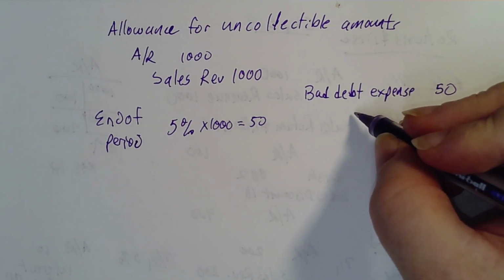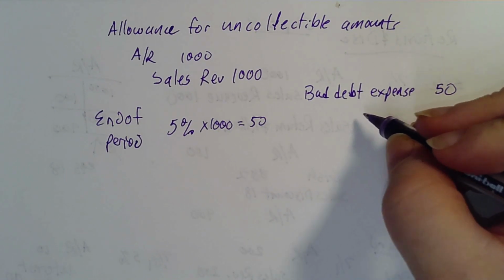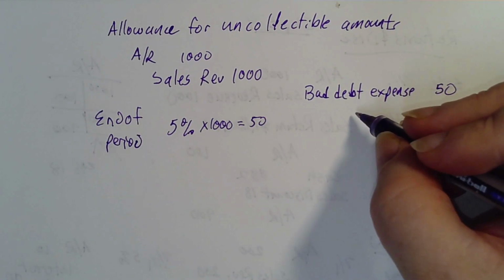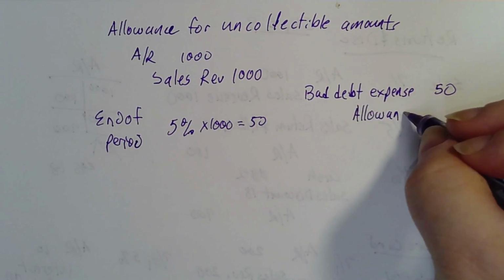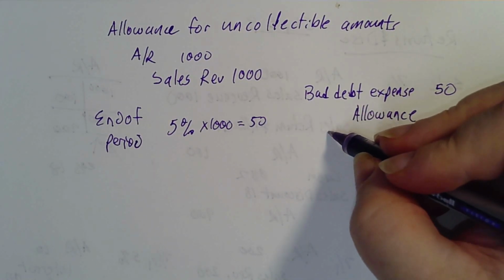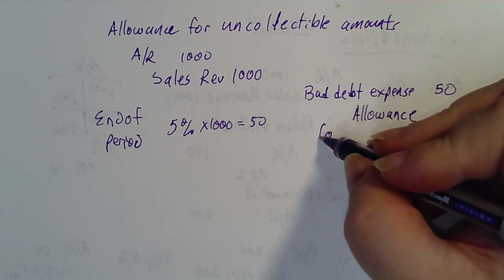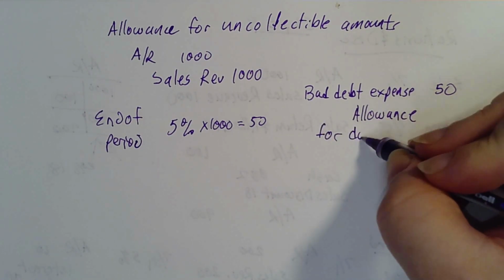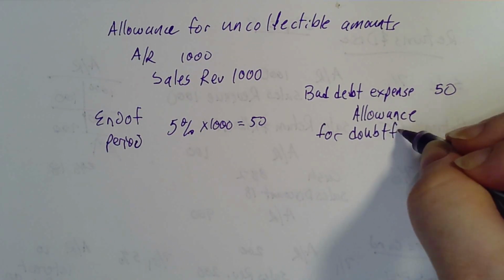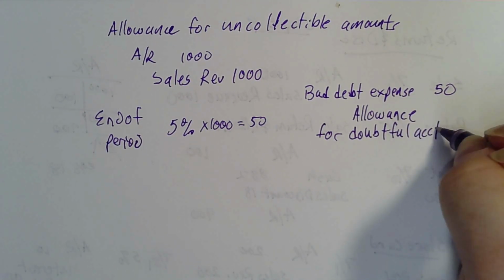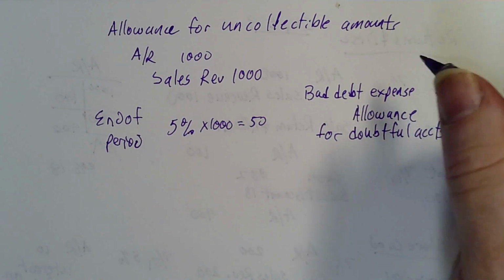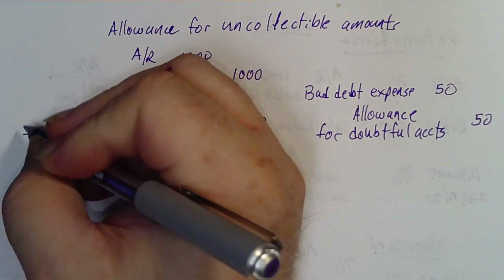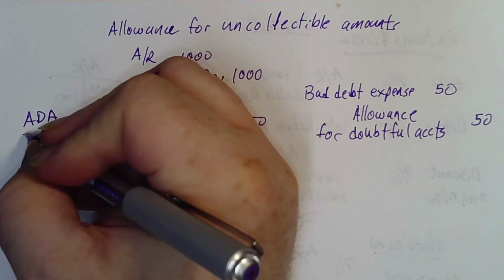So until that time, we've got to stick it somewhere. We've got to stick our estimate in some sort of tracking account to say, okay, this is the amount that we have that we're expecting. And this is called allowance for doubtful accounts. So we have this bad debt expense, and now we've got this thing called allowance for doubtful accounts.